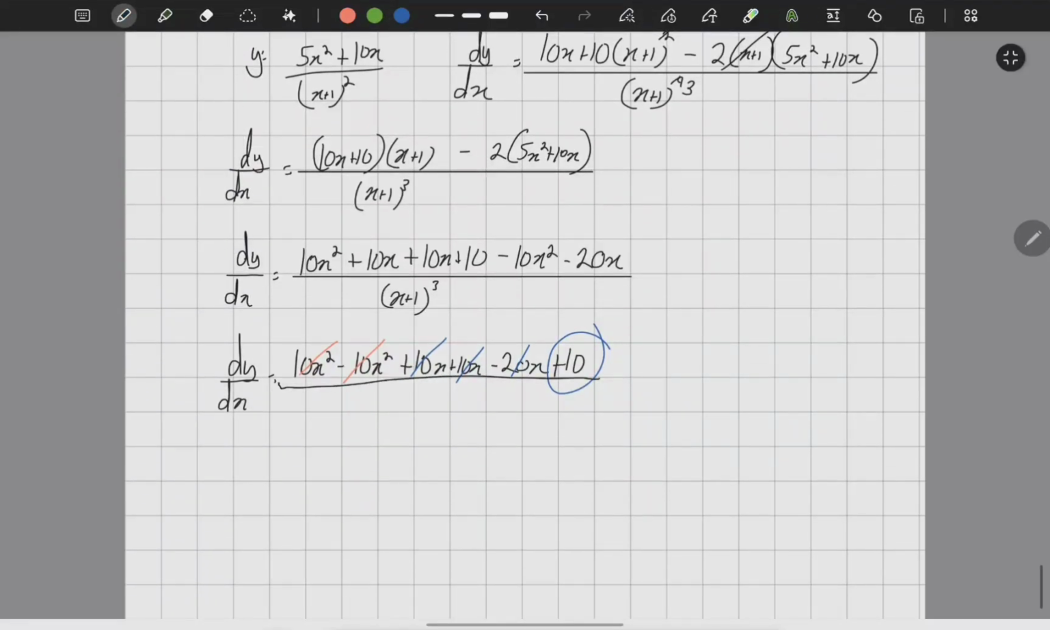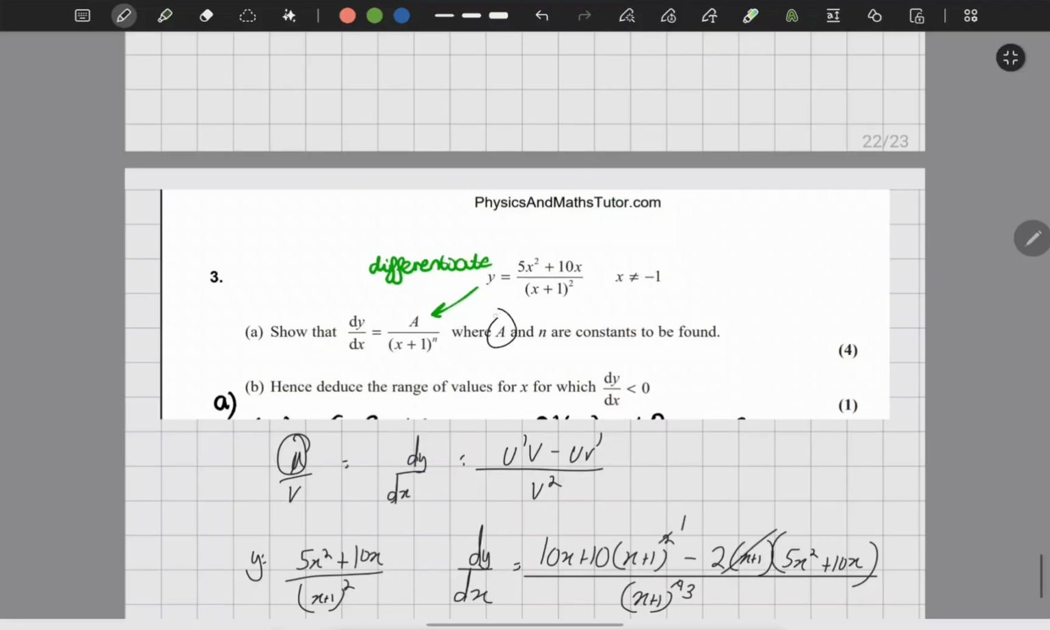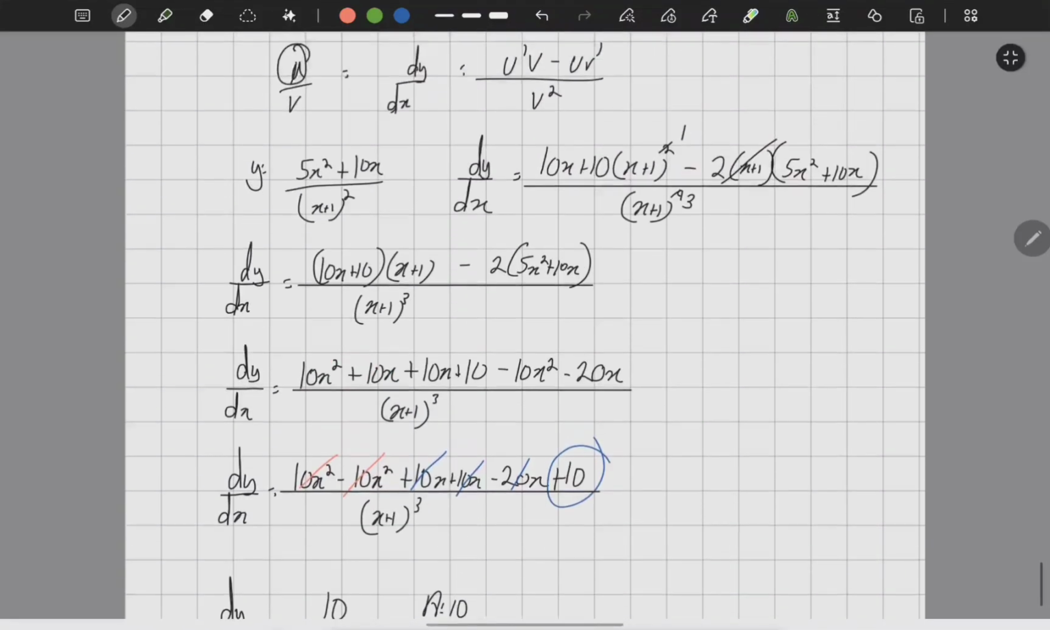Oh yeah, let me add the bottom. So x plus 1 cubed. So if I rewrite this, we would just have 10 over x plus 1 cubed, where a is equal to 10 and our n is equal to 3. Make sure you state these values just so that it's very clear to the examiner what a and n are.